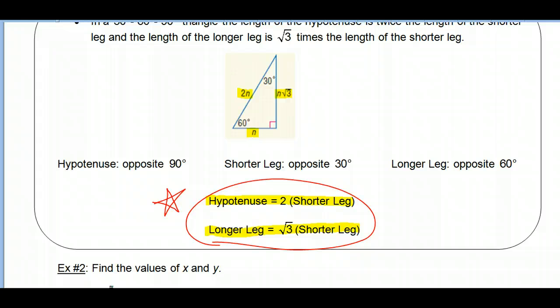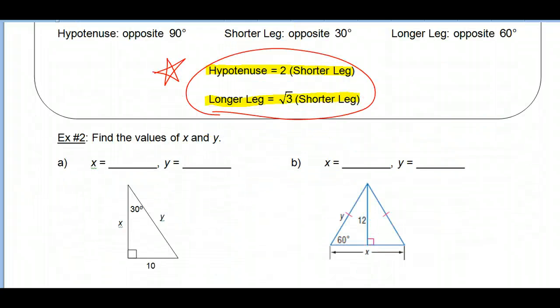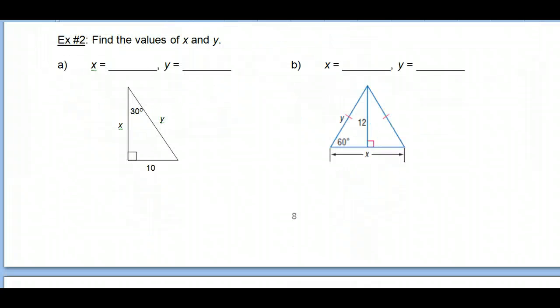So what do we have to remember? For the 45-45-90, you needed to remember that the hypotenuse was the square root of 2 times the leg. But with 30-60-90, you need to remember 2 things. One is that the hypotenuse is 2 times the shorter leg, and that the longer leg is the square root of 3 times the shorter leg. So if you know one side, you could figure out the other 2. So let's look at example 2.